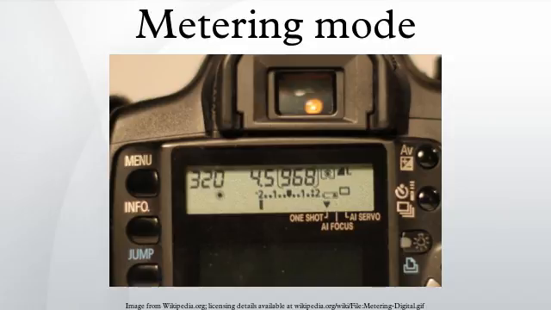Multi-zone metering. This mode is also called matrix, evaluative, honeycomb, segment metering, or ESP metering on some cameras. This metering mode was first introduced by the Nikon FA, where it was called automatic multi-pattern metering. On a number of cameras this is the default standard metering setting. Here the camera measures the light intensity in several points in the scene, and then combines the results to find the settings for the best exposure.